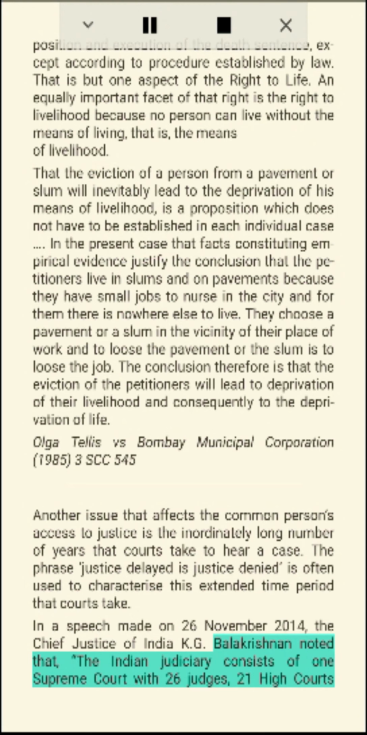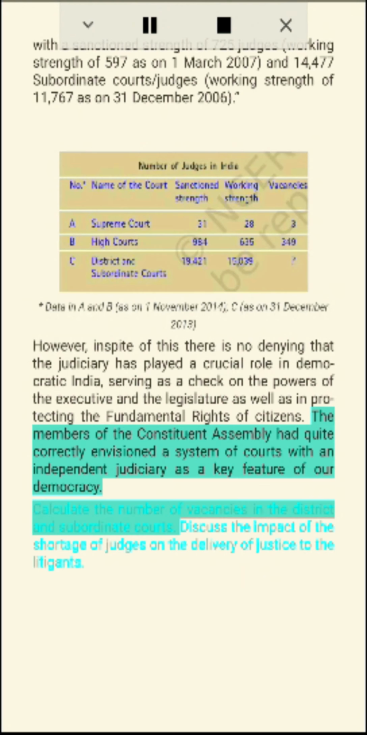In a speech made on the 26th of November 2014, the Chief Justice of India K.G. Balakrishnan noted that the Indian judiciary consists of one Supreme Court with 26 judges, 21 high courts with a sanctioned strength of 725 judges, working strength of 597 as on the 1st of March 2007, and 14,477 subordinate court judges, working strength of 11,767 as on the 31st of December 2006. Asterisk: data in A and B as on the 1st of November 2014, C as on the 31st of December 2013.